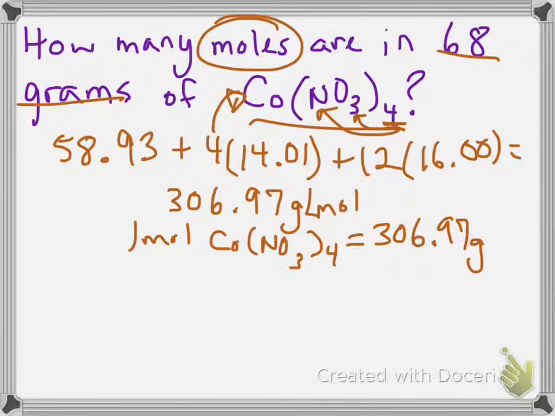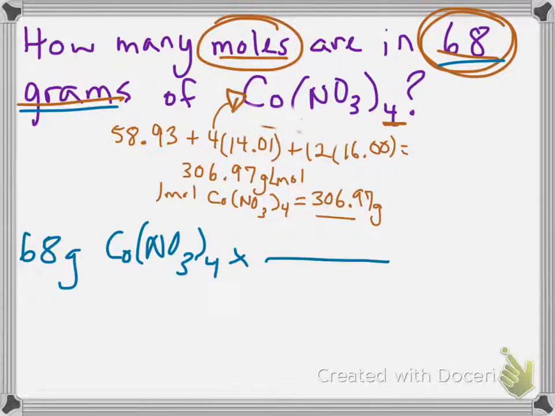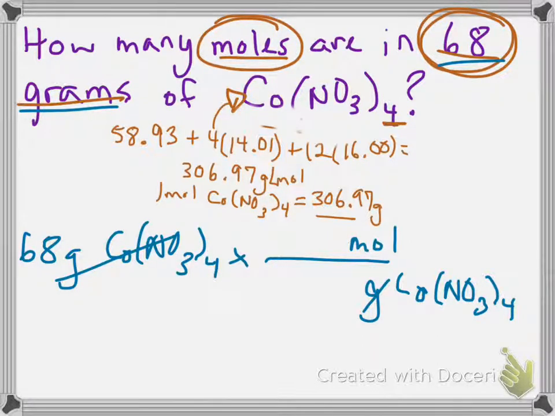But we don't. We have 68 grams, and we're converting into moles. So notice 68 is less than 306.97, so we would expect to have less than 1 mole of cobalt(IV) nitrate. So, as per usual, we start with our given, 68 grams in this case, of cobalt(IV) nitrate. And we are trying to get rid of grams, so grams need to cancel. So that goes on bottom. That's cobalt(IV) nitrate again. And we are converting into moles, so moles goes on top.